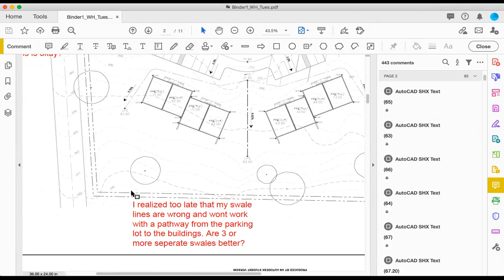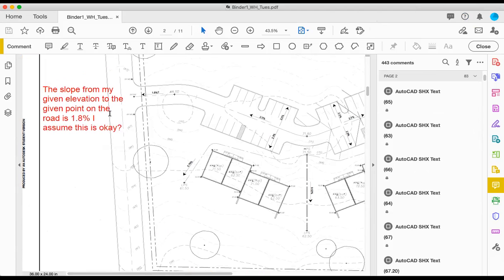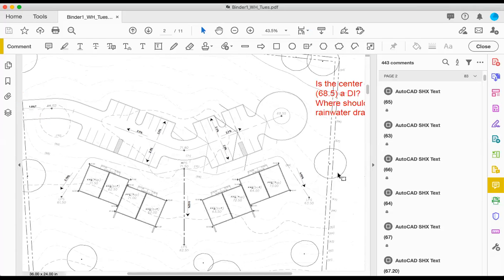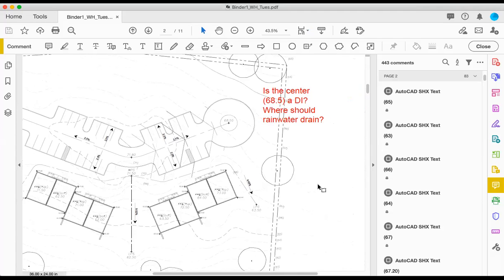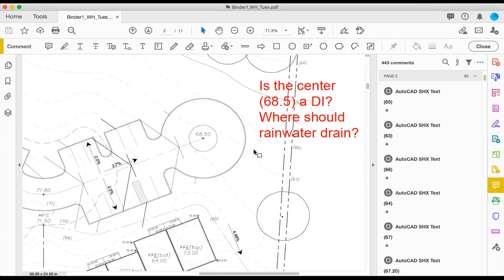So we got three questions here. My swale lines are wrong. I think we kind of answered that just now with Maeve. The slope from my given elevation to the given, this is totally fine. You have a 1.8% slope along the center line, but you have a 3-inch crown, so that already ensures that you will have enough drainage on the driveway. So that's totally fine. Again, the center here is not a DI. Where the water drains, you will need to find wherever the lowest point is.